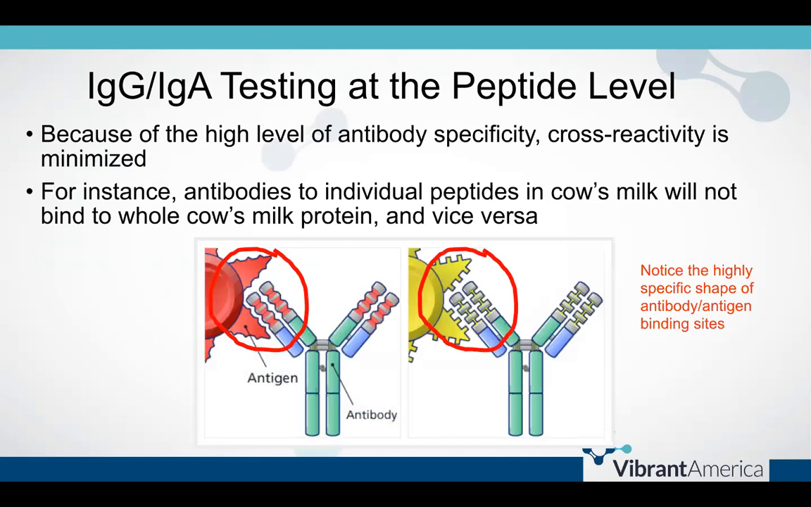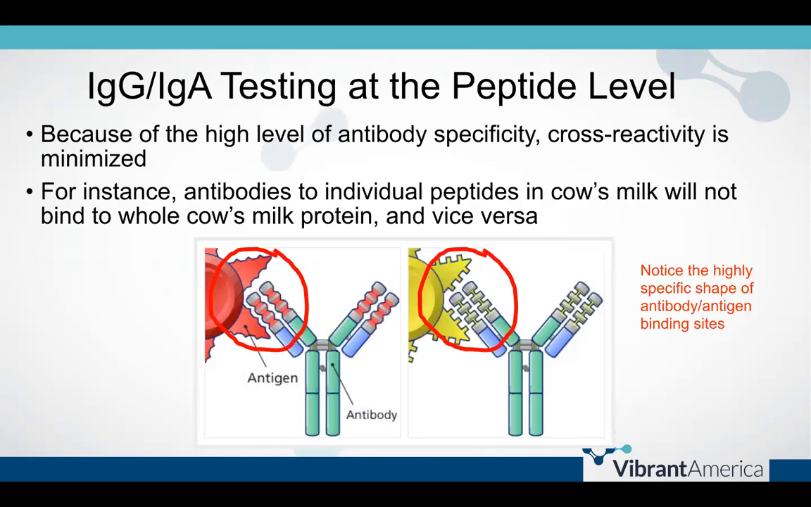When we're testing at the peptide level, so this is the food zoomers, there's a high level of antibody specificity. Cross-reactivity is minimized or eliminated. So antibodies to individual peptides in cow's milk will not bind to whole cow's milk protein and vice versa. This graphic here demonstrates the shape of antibody to antigen recognition, how specific it is.